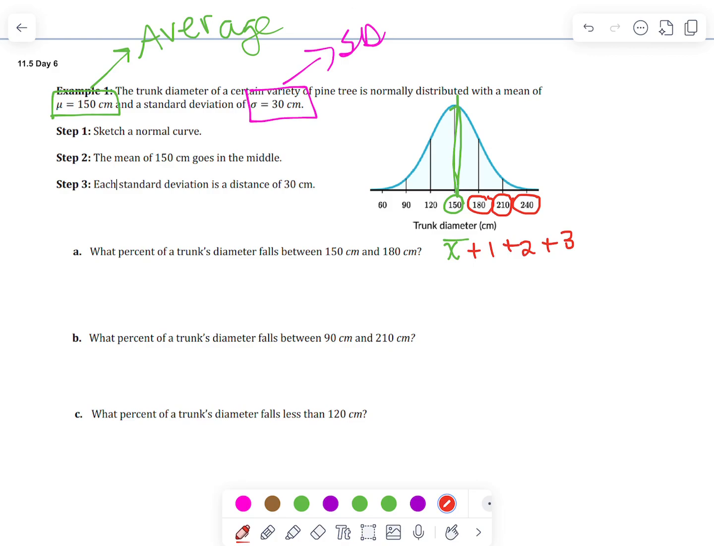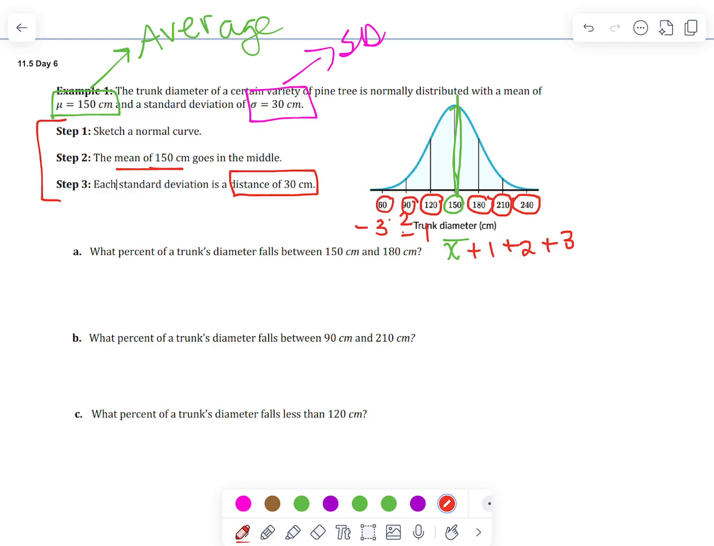Then we want to go the other direction. So subtract 30, subtract another 30, and subtract another 30. So that's how you set up your normal bell curve. You sketch the normal curve, you put the mean in the middle, and then you do the distance of your 3 to the right standard deviations and then 3 to the left standard deviations.